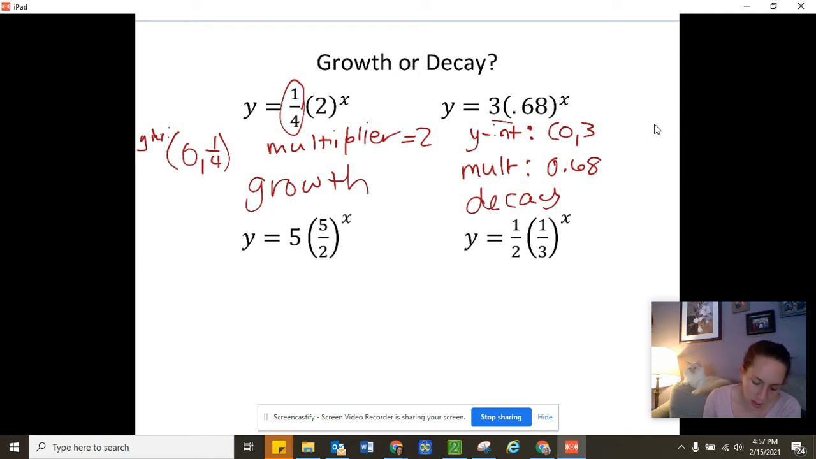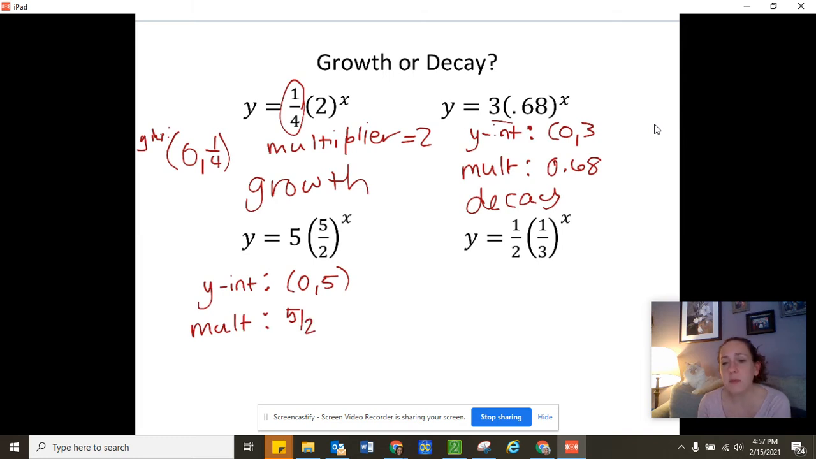Cool. For this one, my y-intercept is the point 0.05. And my multiplier is 5/2. Now, sometimes with fractions, it's hard to tell if it's above or below 1. But basically, if the numerator or the top number is bigger than the bottom number, it's going to be greater than 1. Plus this is about 2.5. So since that's greater than 1, it's going to be growth.